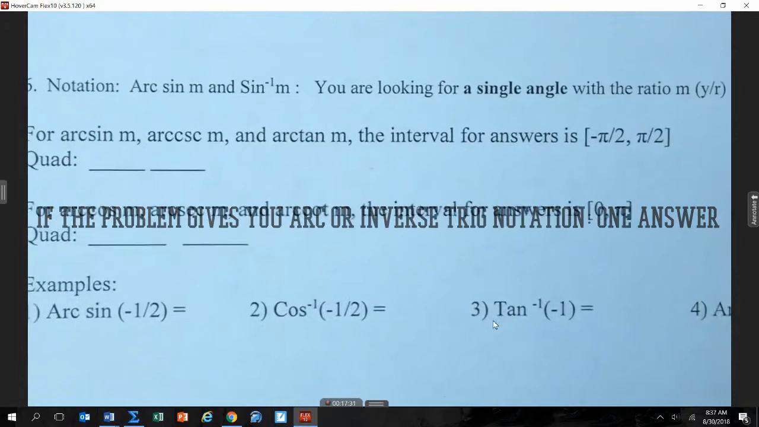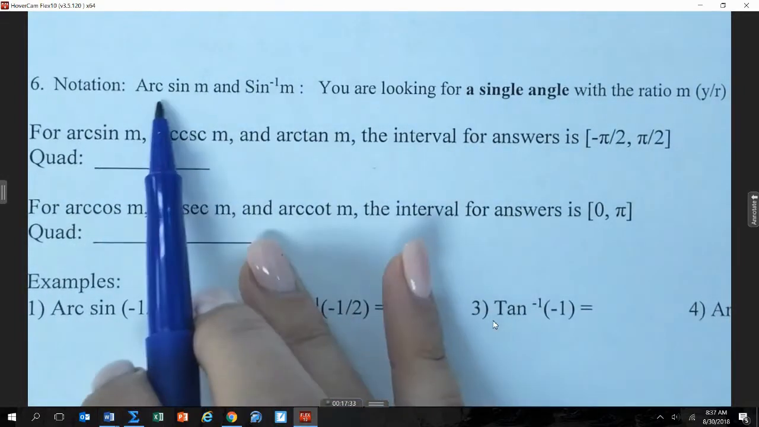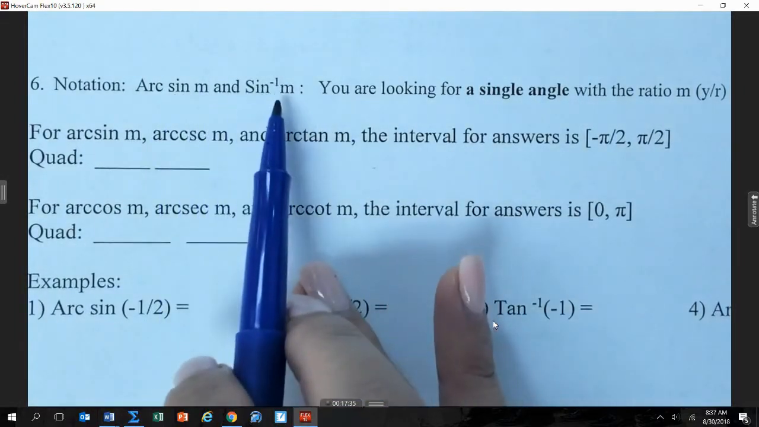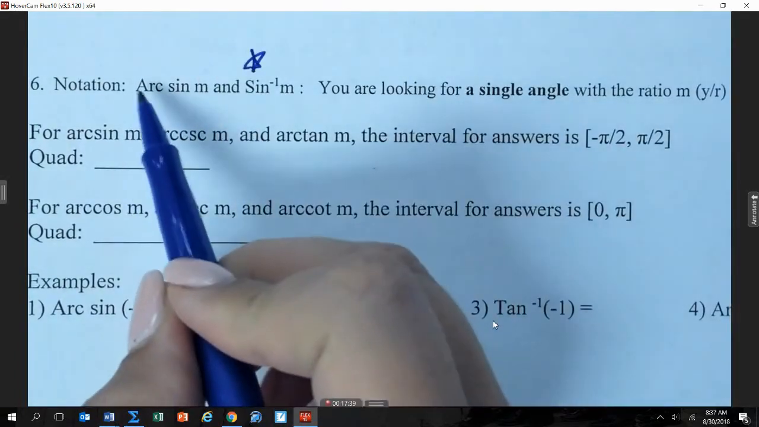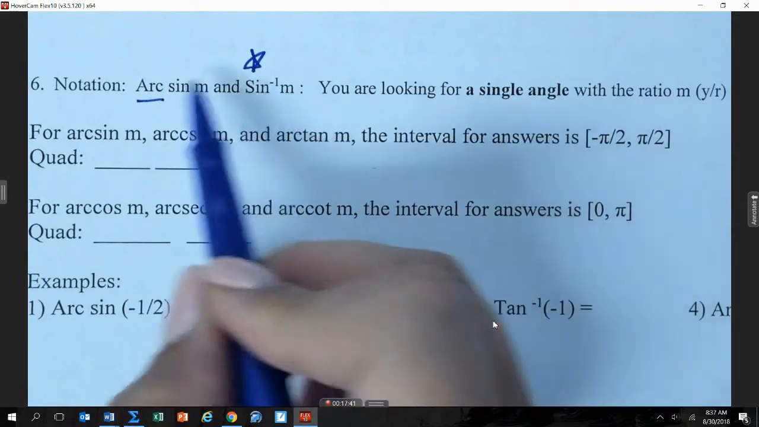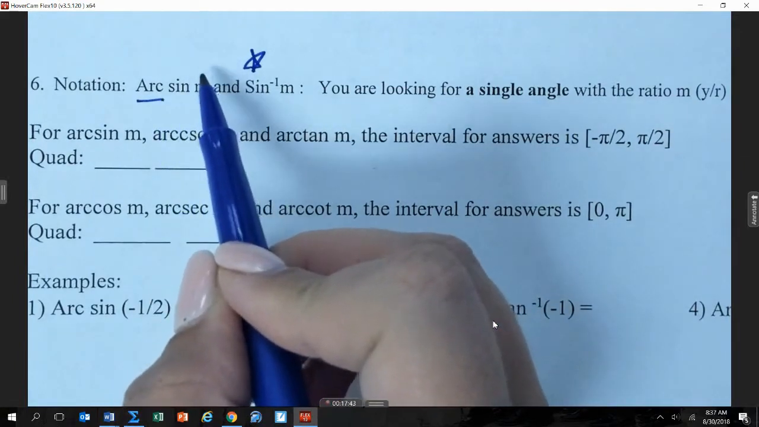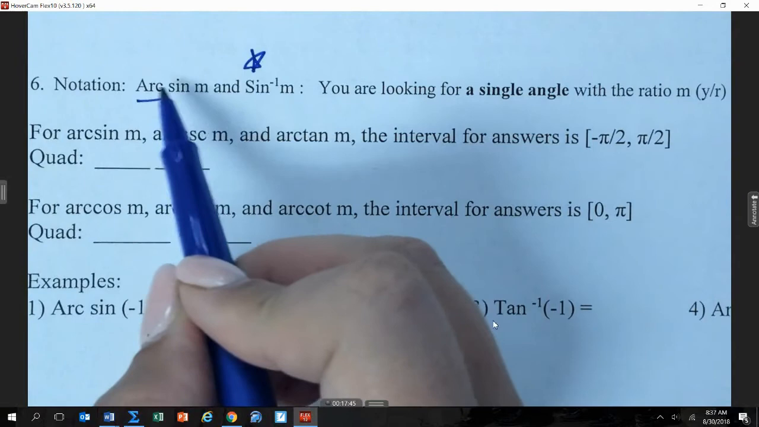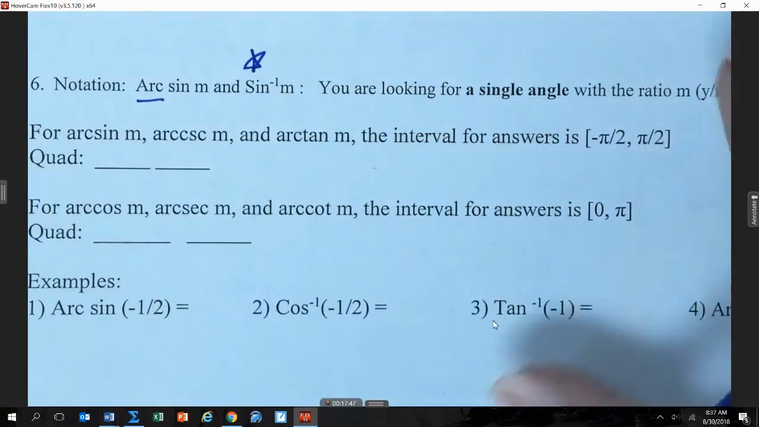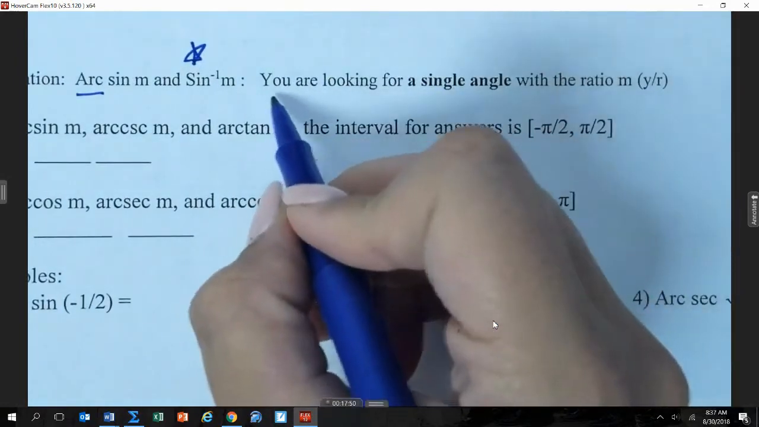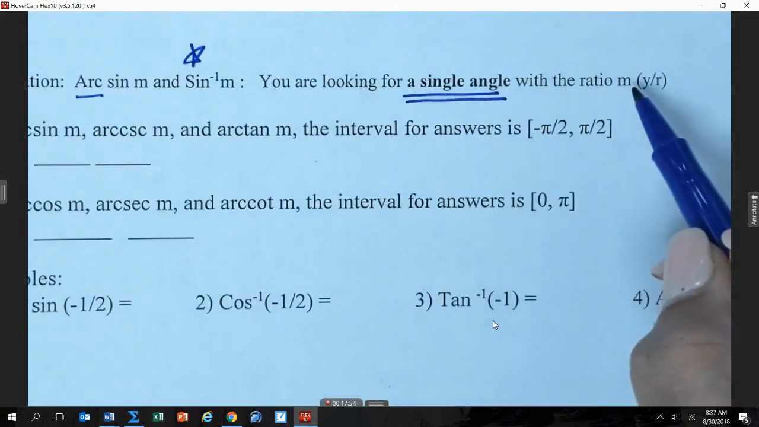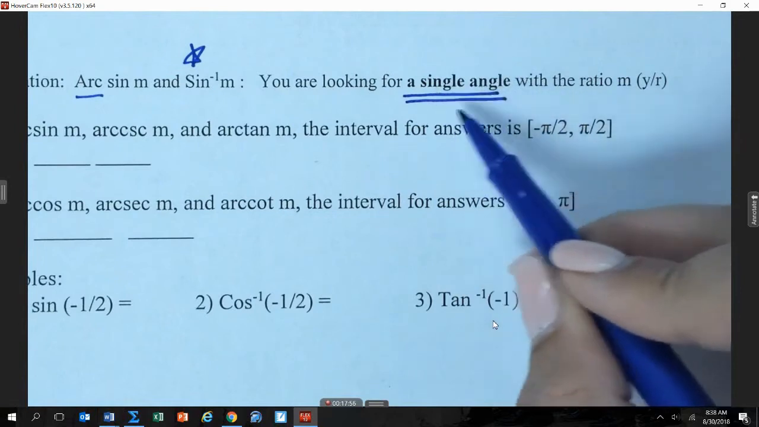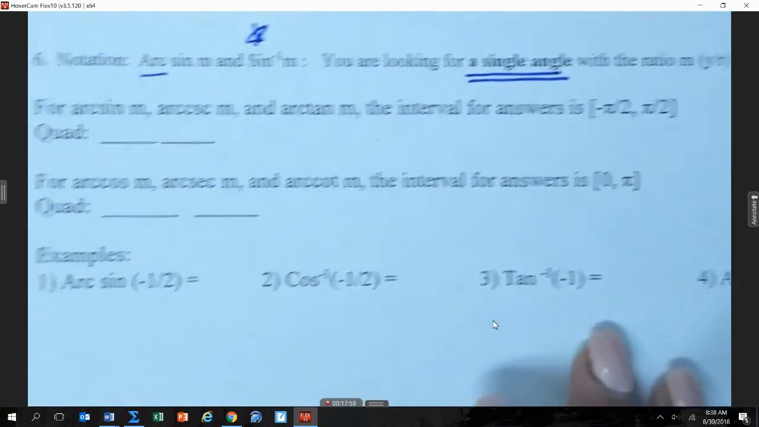So it says notation, arc sine of m and sine inverse of m. These are the same thing. We've seen this in the past. If it says arc, that's all it means. You're just finding sine inverse, sine to the negative first. Okay? Arc sine is the same thing, so don't be confused. It says you are looking for a single angle with the ratio m. Okay, so we're going to be finding a single answer today.